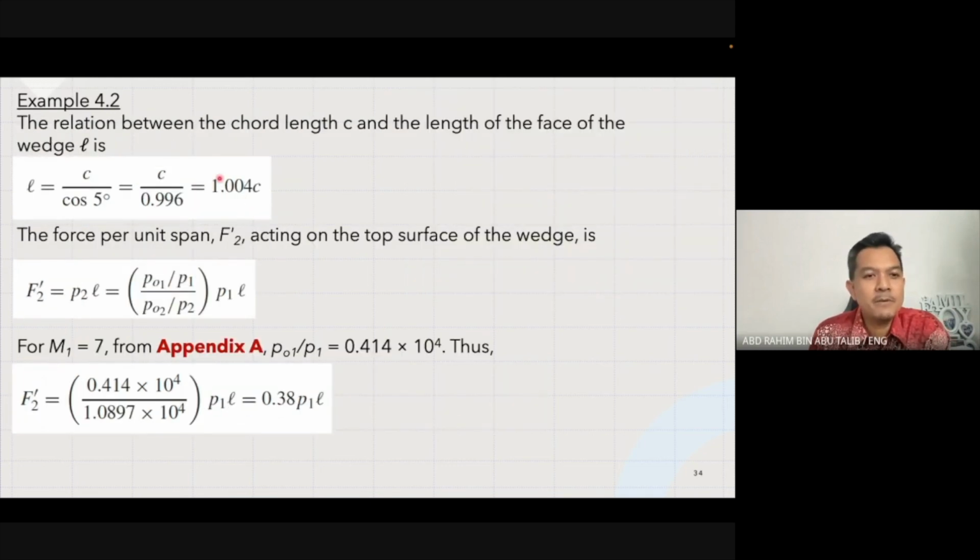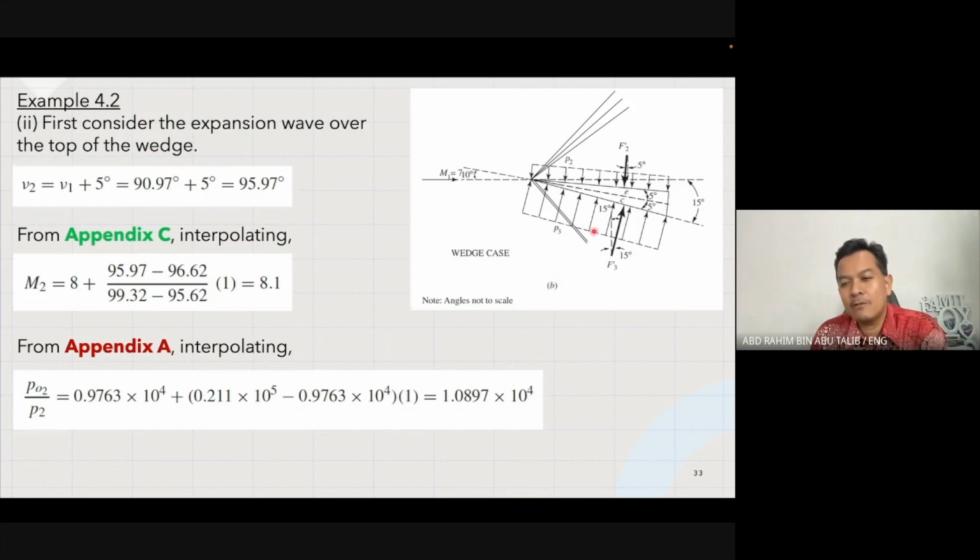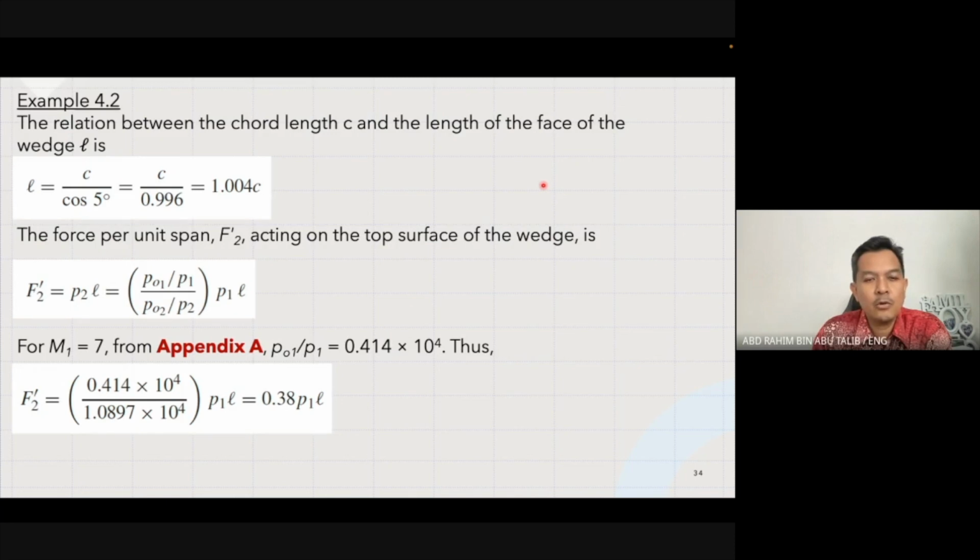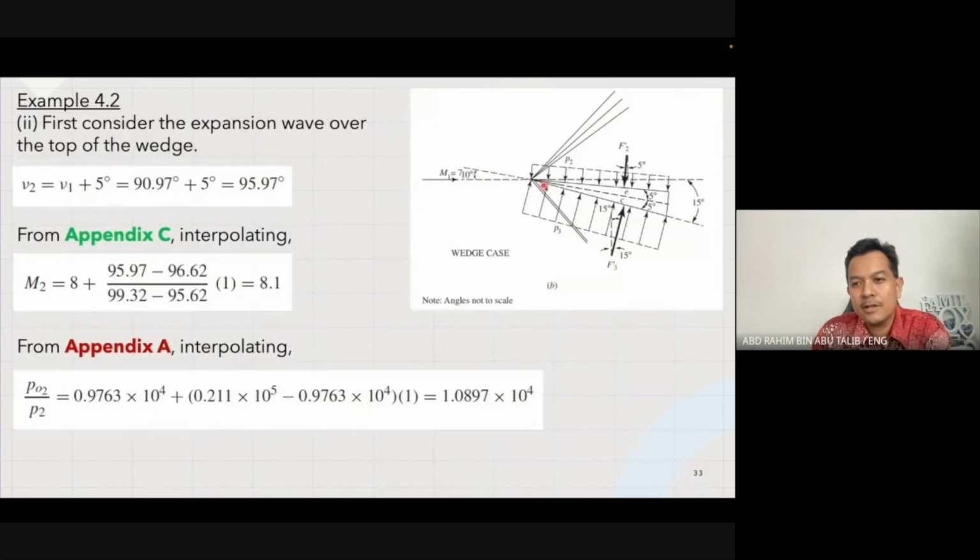Okay, the relationship between the chord length and the length of the face of the wedge. Let me just show you where is the length of the face of the wedge. So basically, this is the length of the face of the wedge from here to here, okay? And then we also have the chord length, L, this is the chord length over there.